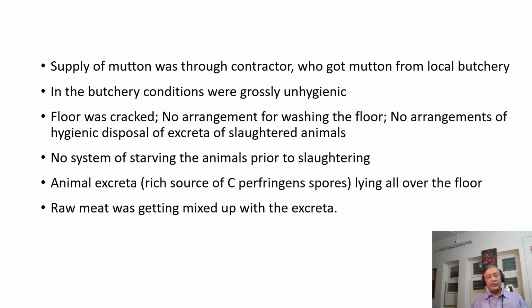The supply of mutton was through a local contractor. The contractor used to get mutton from a local butchery. On visiting the butchery, it was found that the conditions were grossly unhygienic. The floor was cracked and there was no arrangement for washing the floor, nor were there arrangements for hygienic disposal of excreta of the slaughtered animals. There was no system of starving the animals prior to slaughtering. Animal excreta, which, as we know, is a rich source of Clostridium perfringens spores, was seen lying all over the floor of the butchery, and the raw meat was apparently getting mixed with the excreta.